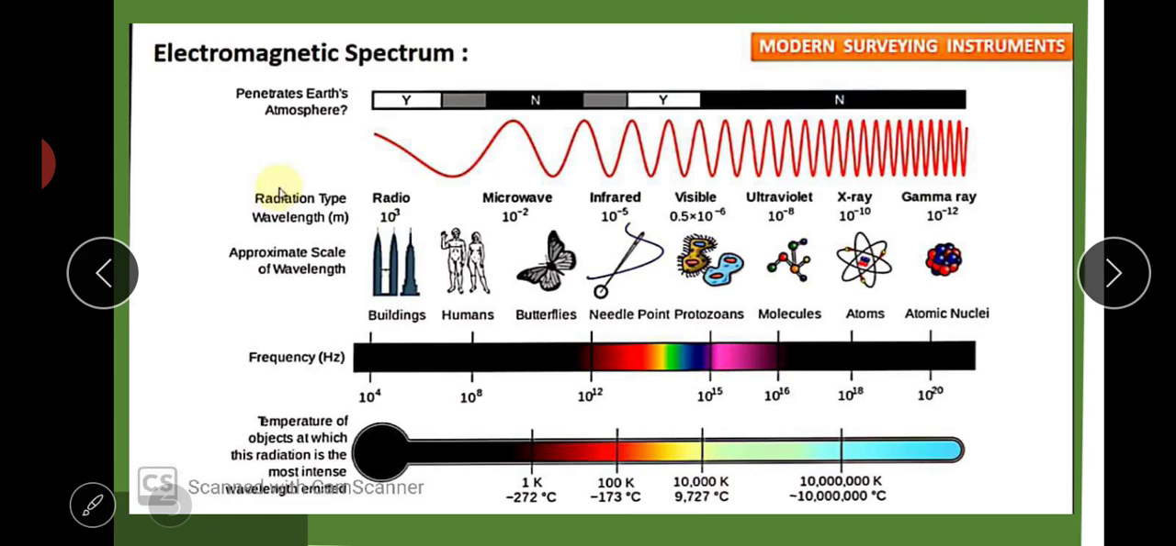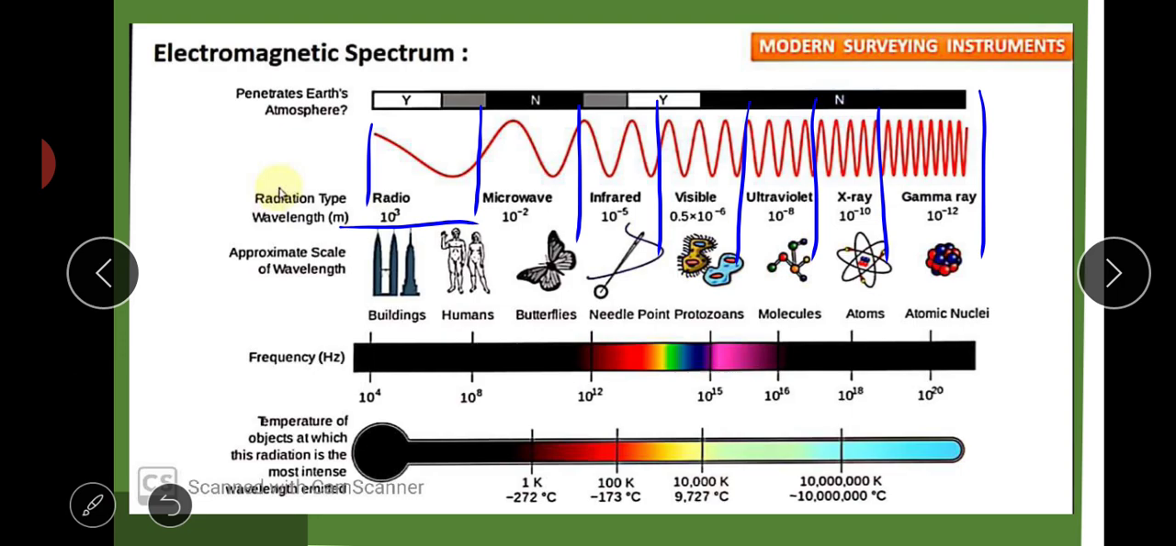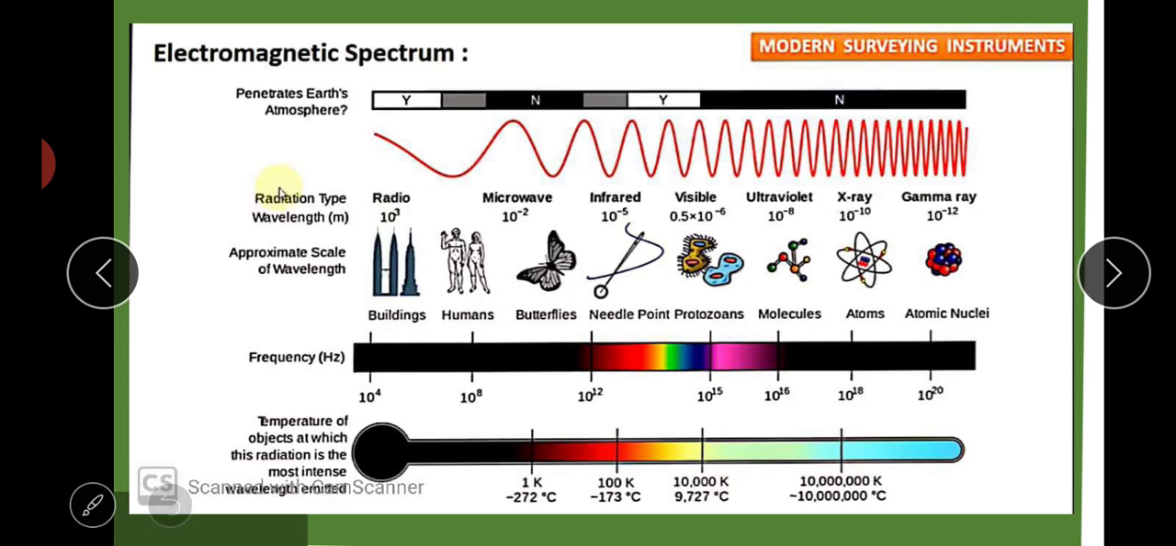Now consider this is an electromagnetic spectrum. The first one, with the longest wavelength, is called radio wave, then microwave, then infrared wave, visible light, UV rays, X rays and gamma rays. The distance starts from meters to nanometers. This is what an electromagnetic spectrum is basically composed of.